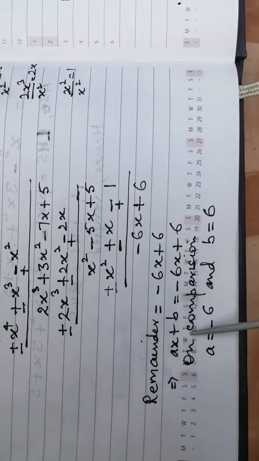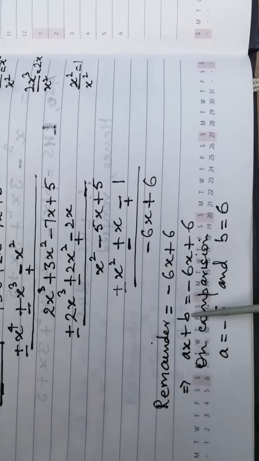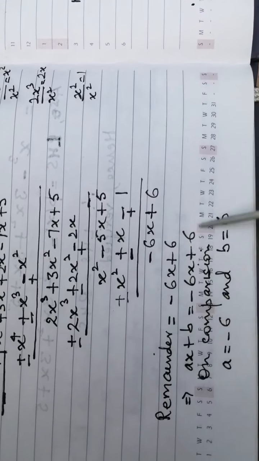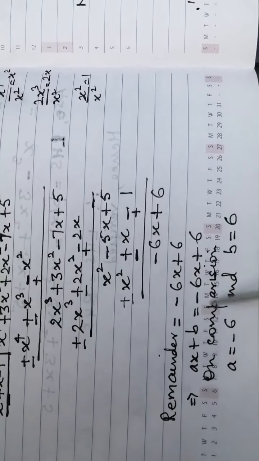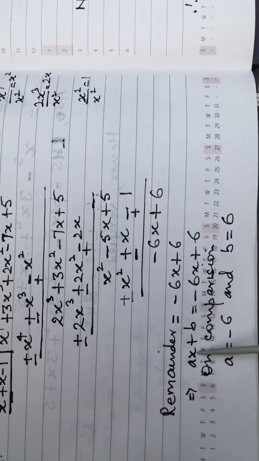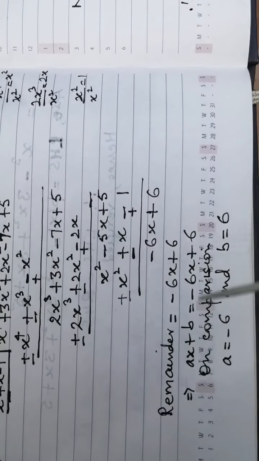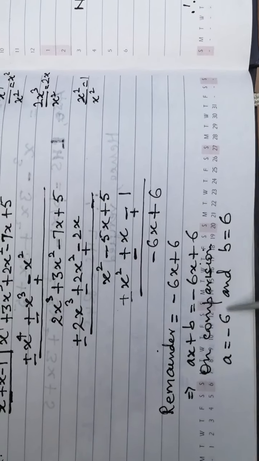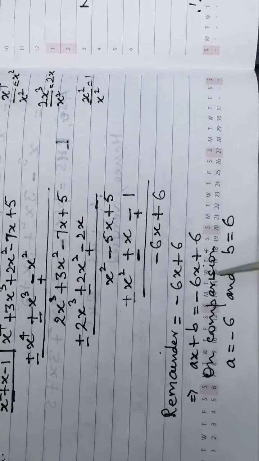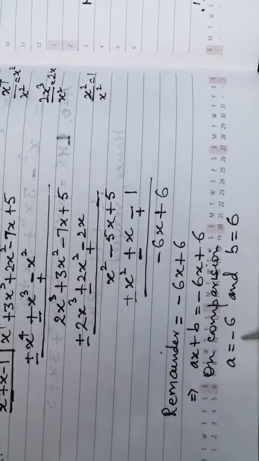What was the remainder given in question? That was ax plus b. So ax plus b is equal to minus 6x plus 6. So if we compare, what is the coefficient of x here? That is a, and here the coefficient of x is minus 6. So a is equal to minus 6 and b is equal to 6. That is the constant term. So we have got the values of a and b.